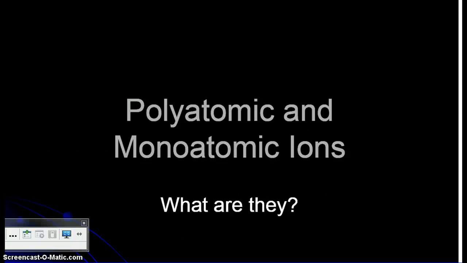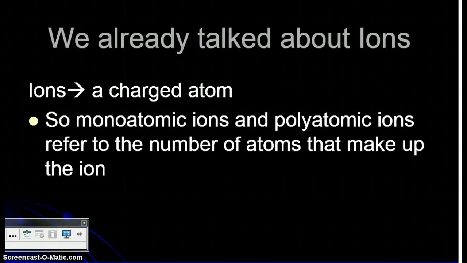All right, in this podcast, we're going to talk about polyatomic ions and monoatomic ions and what they really are. We already have talked about ions in general. Ions are just a charged atom. We have cations and we have anions. Cations are positive, anions are negative.